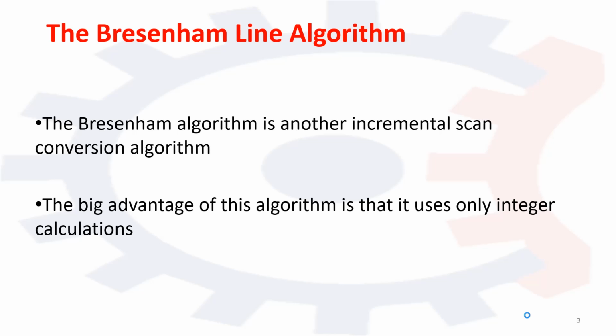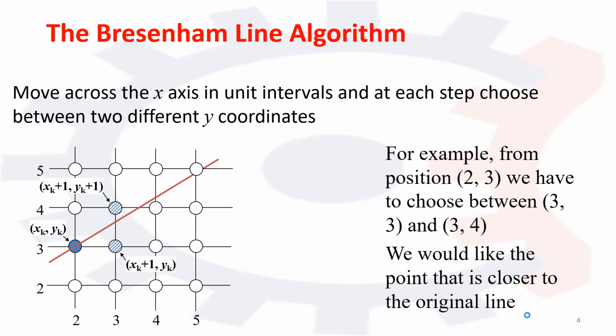The advantage of the Bresenham algorithm over the DDA algorithm is that the Bresenham algorithm uses only integer calculation, like addition, subtraction and multiplication, only on integer numbers. That is the main advantage of the Bresenham line algorithm. Now here is the logic of the Bresenham line algorithm.